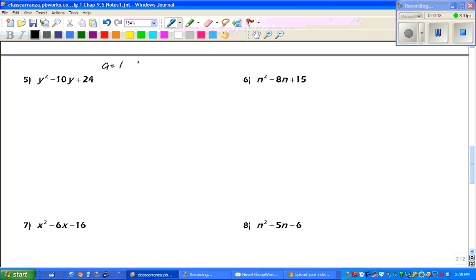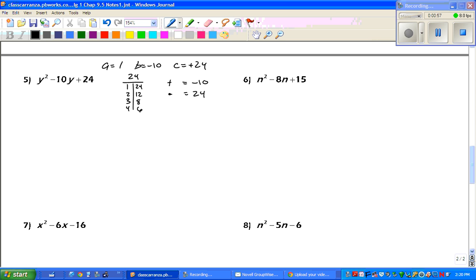So I'm going to write down what A, B, and C are. So we got A is 1, B is negative 10, and C is 24. So I need to know the factors of 24, which are 1 and 24, 2 and 12, 3 and 8, and 4 and 6. So I'm looking for numbers that add to get to negative 10, but multiply to get to positive 24.